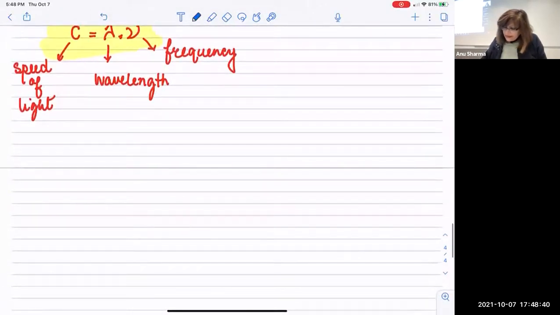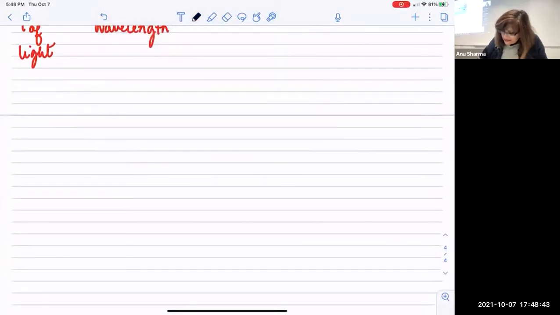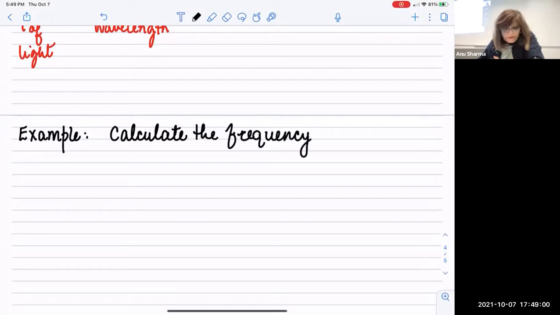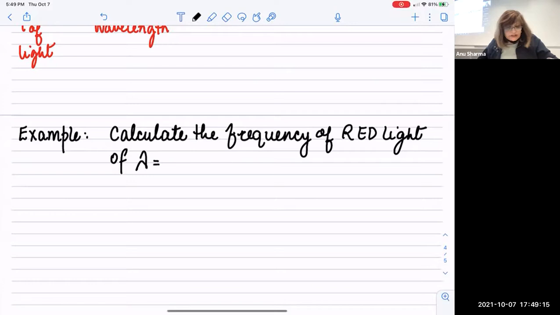We have one example here. Calculate the frequency of red light, that's of our own visible spectrum. The wavelength of the red light is given to you, which is 6.50 into 10 to the power of 2 nanometers.